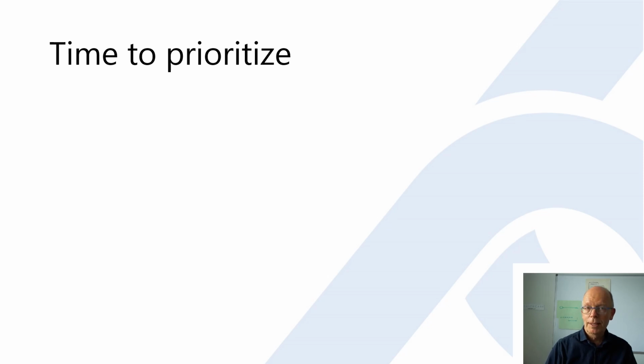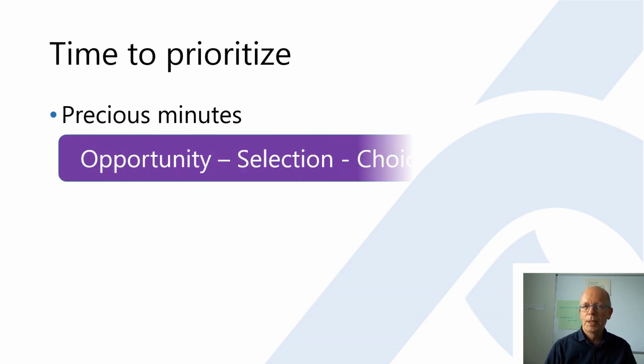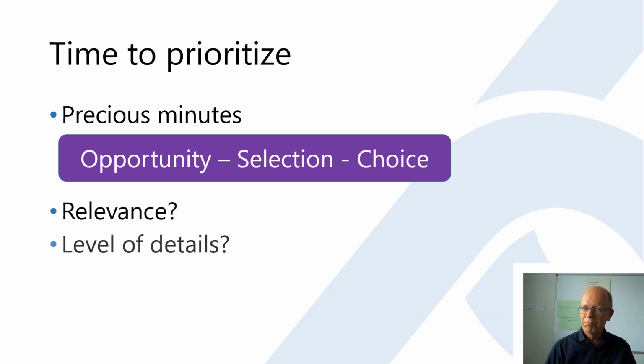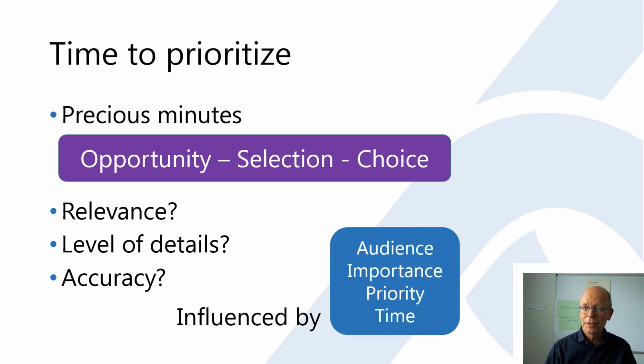And now it is time to prioritize. You may have precious minutes at a congress, maybe 6 minutes, 8 minutes, and it's an opportunity. And you have to select among your data and make some choices. Figure out, is it relevant, what I'm telling now? What should be the level of details? And how accurate can I make my presentation? It is all influenced by the audience, the importance and the way you are prioritizing your contents.